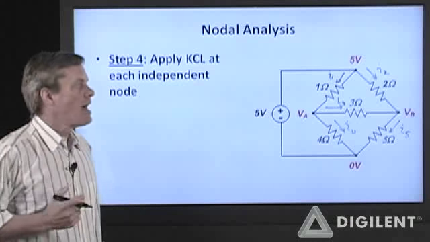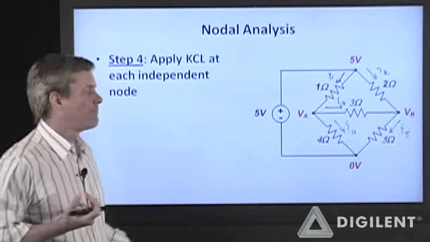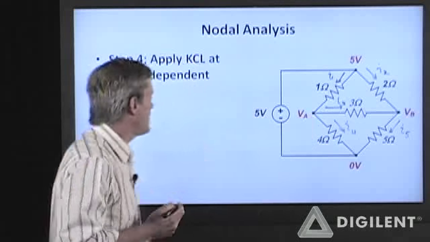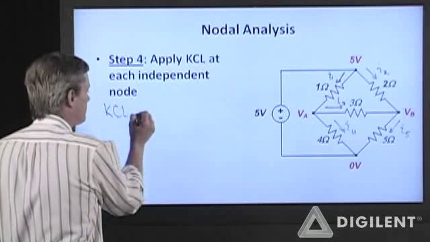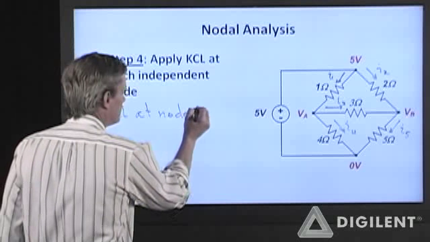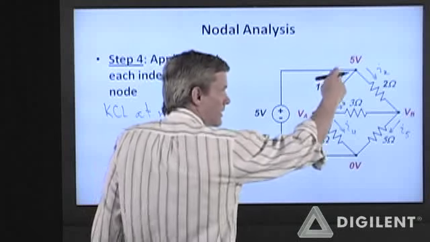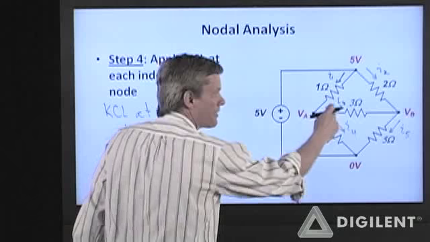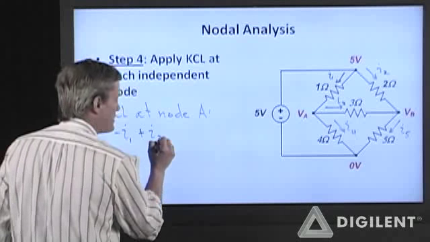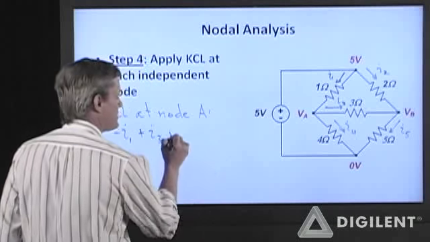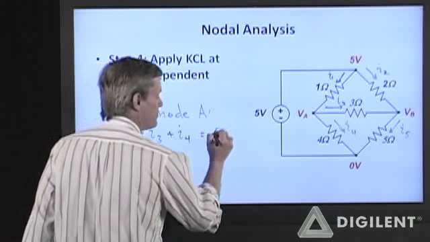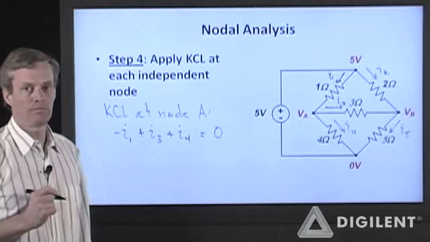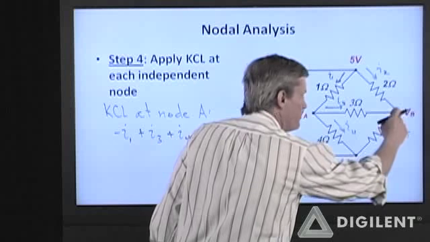I'm going to assume that currents leaving the node are positive. So KCL at node A: I1 is coming into the node, that's a negative contribution. I3 is leaving the node, that's a positive contribution. I4 is leaving the node, that's a positive contribution. Those have to sum up to 0. KCL at node B.